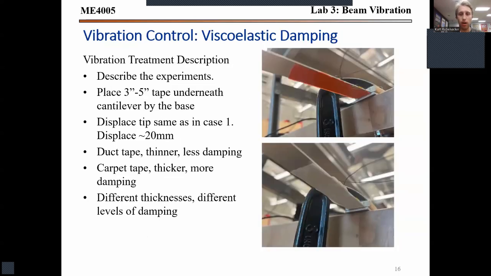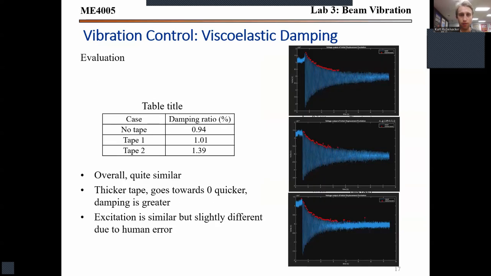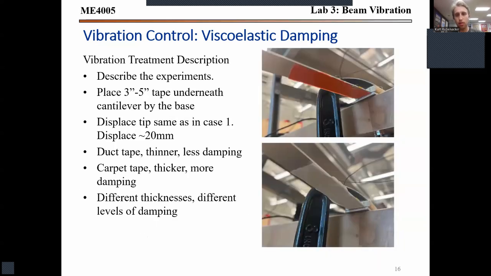Next, looking at the tapes, you have the duct tape and the carpet tape, about 3.5 inch tape length. This is the same as case one, where you displace it about 20 millimeters, exact same way, and measure it. The carpet tape is thicker and the duct tape is thinner, so you get more or less damping because of that.